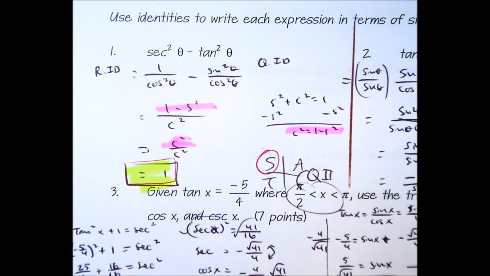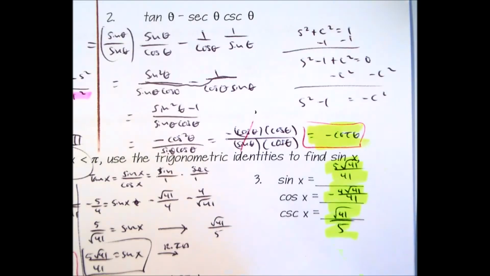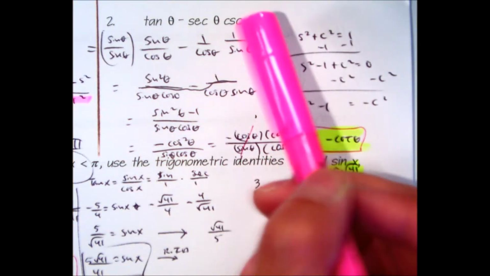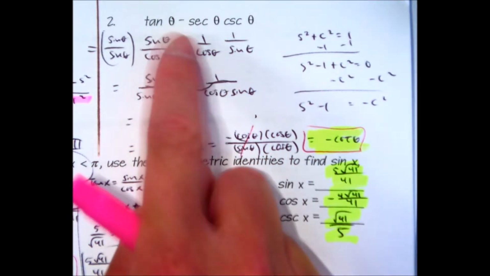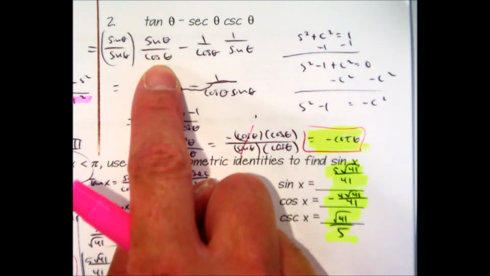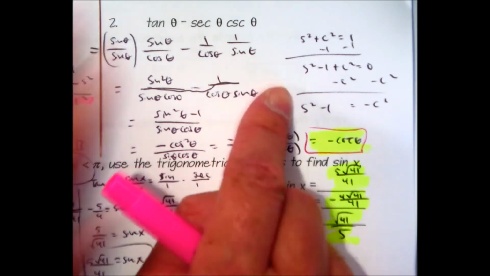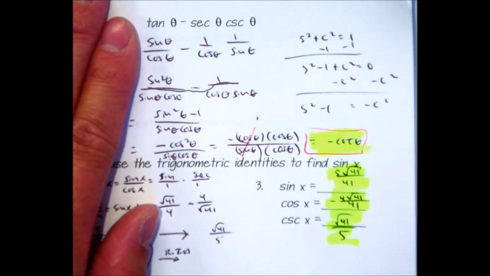Question number 2. Tangent of theta minus secant theta times cosecant of theta. Change them all into sine and cosines. There's the quotient identity, reciprocal identity, reciprocal identity. Notice you're subtracting fractions. Notice they're not common denominator.